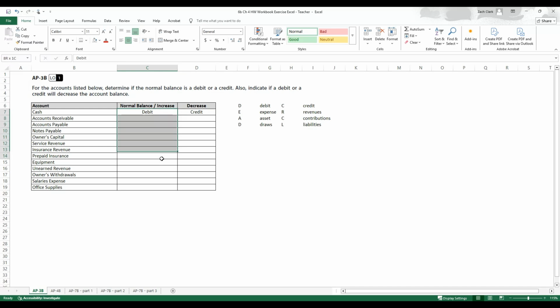So essentially, once we know what the increase side is, we automatically know what the decrease side is, just because it's the other side. If it's a credit here, it's a debit. If it's a debit here, it's a credit. So really quite simple.